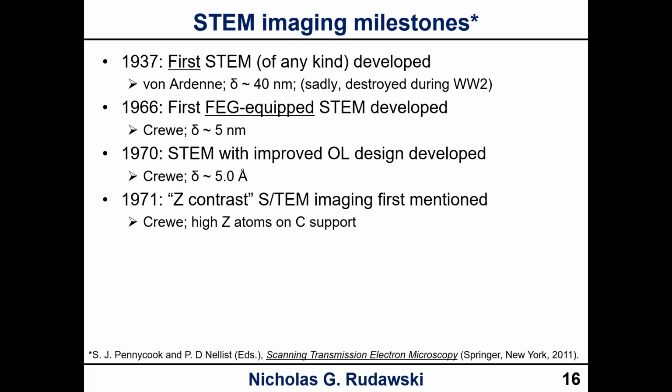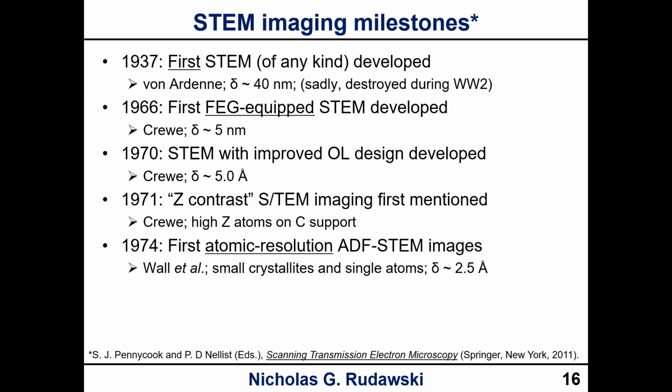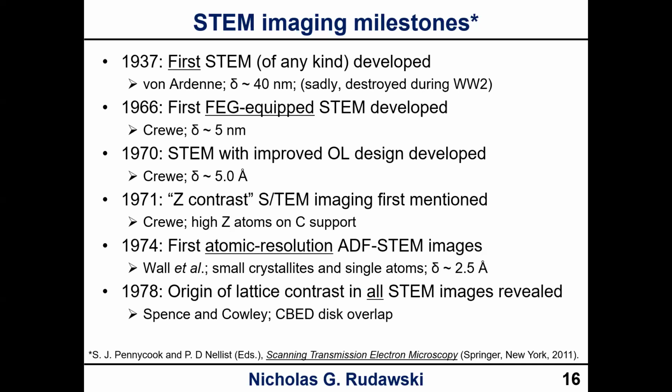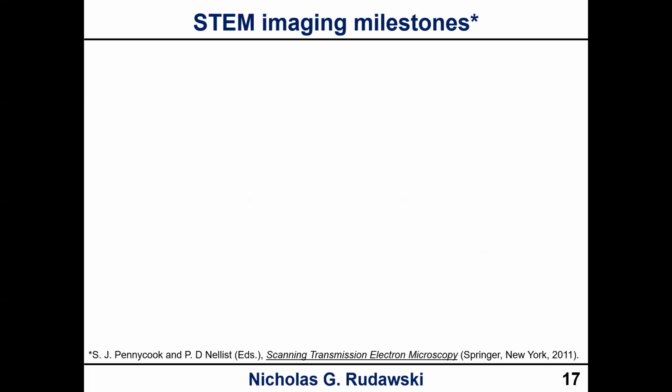In 1971, we first coined the term Z contrast, where high Z atoms on a carbon support were being imaged. And then in 1974, the first atomic resolution HAADF-STEM images were shown. Okay, and these were small crystallites and single atoms, and we were approaching 2.5 angstrom resolution. 1978, there was a paper that was published that explained why we see lattice contrast or atomic resolution contrast in STEM images, which was actually due to CBED disk overlap.